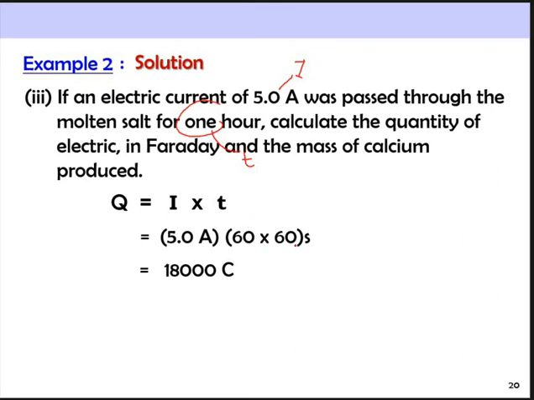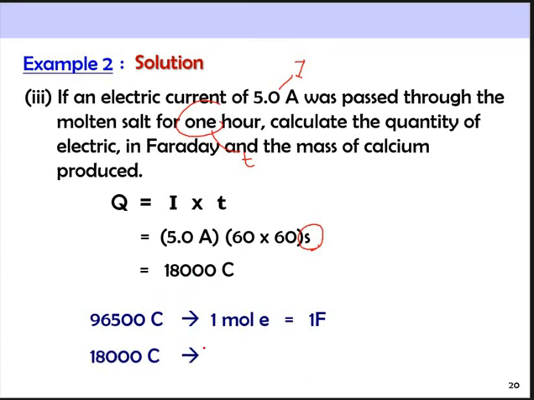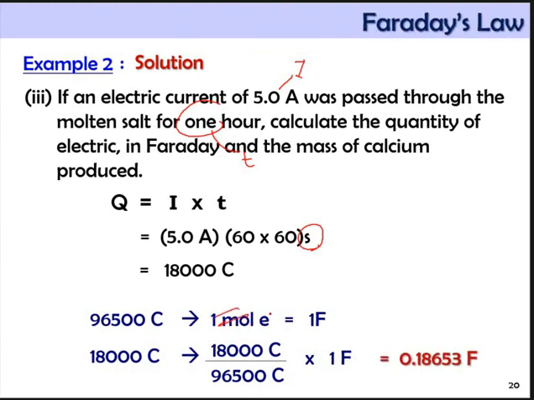So, convert it into second. Okay, so kita dapat 18,000 coulomb. Okay, so we know that the fact is 1 Faraday is equivalent to 96,500 coulomb, equivalent to 1 mole of electron. So if we have 18,000 coulomb, how many Faraday? For this case tak melibatkan elektron, so kita abaikan saja elektron ni pun tak apa. Alright, so kita dapat this answer.